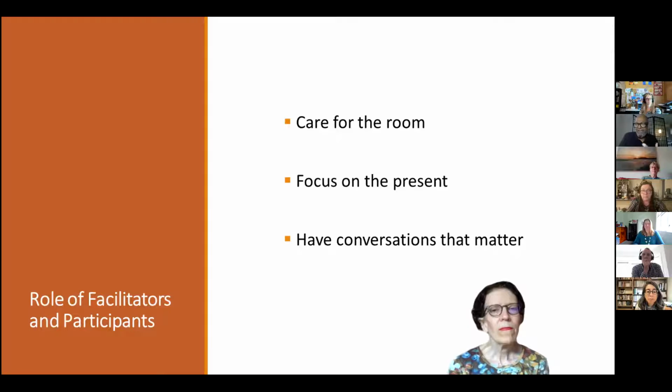And then lastly is to have conversations that matter. It's what I just talked about, the idea of postponing problem solving, even though you're coming together around an issue, and having conversations about possibilities, because it brings a different energy to the room. So having the right conversations with the right questions matters.